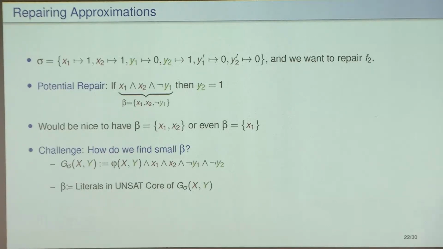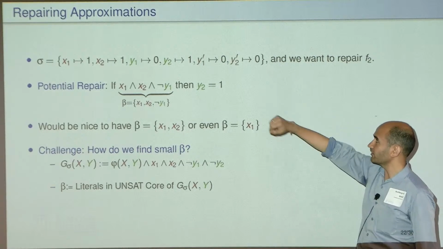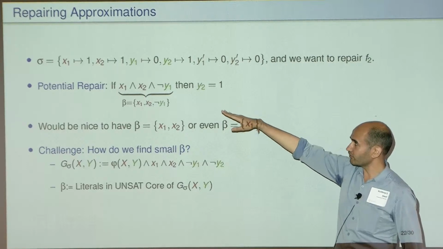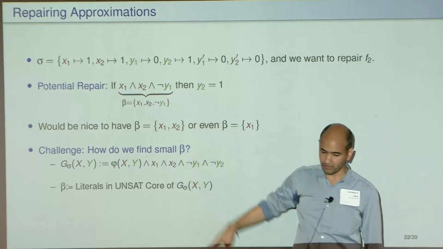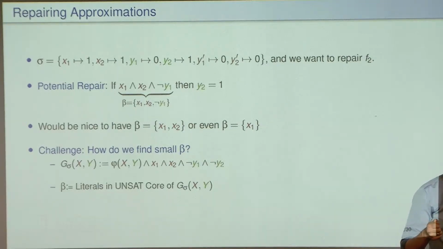How do we do the repair? Well, let's say now we work with our nicer counterexample. We had to repair the function for y2. One possible way to repair is to say that if x1 is 1, x2 is 1, and y1 is 0, then y2 should be 1. So if a set of literals, then y2 should take a certain value. As you can see, it would be nice if we could have a smaller set of literals so that potentially it could fix other counterexamples.